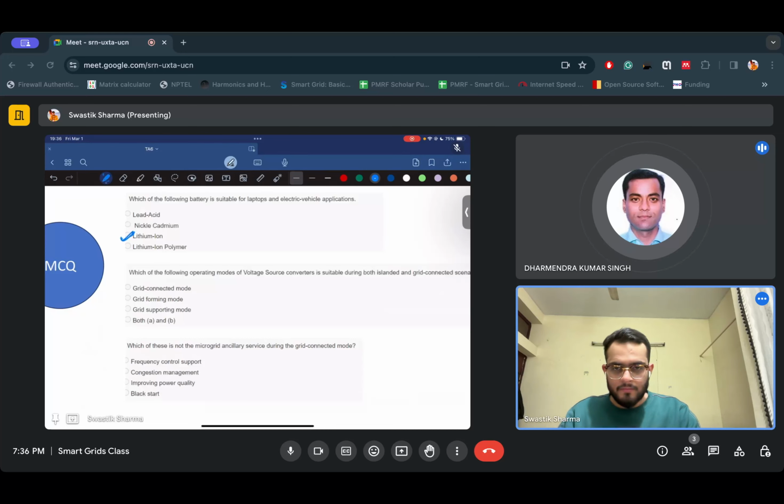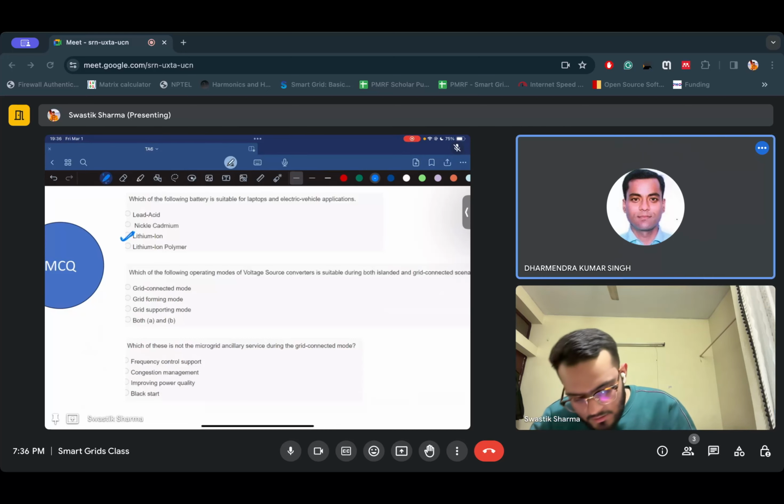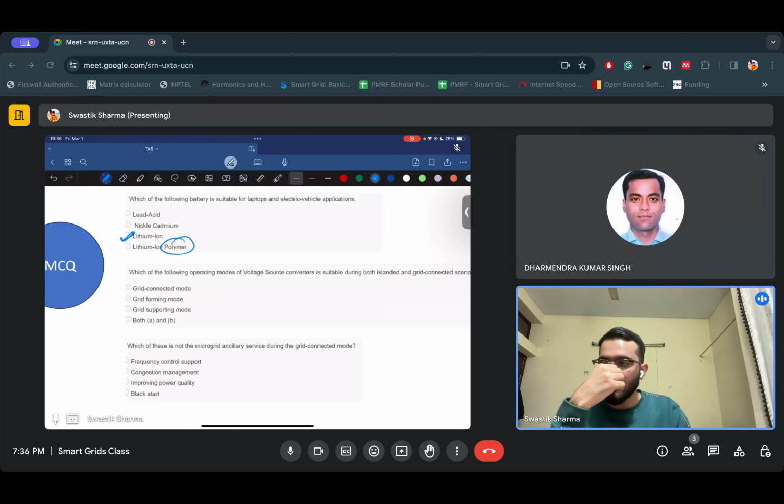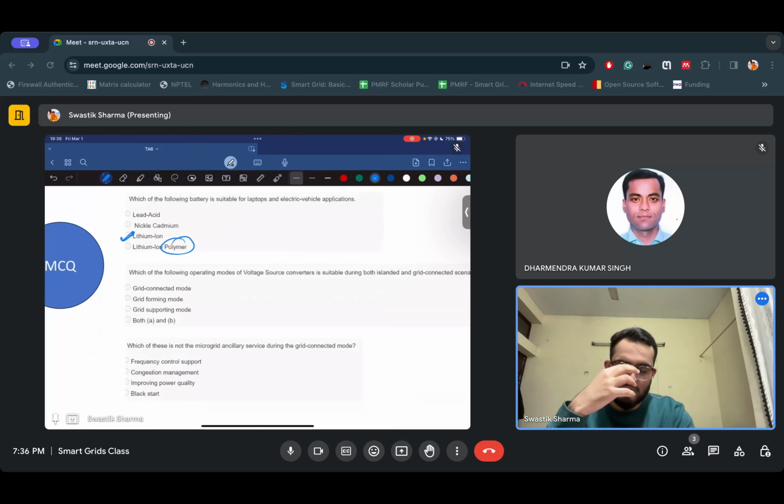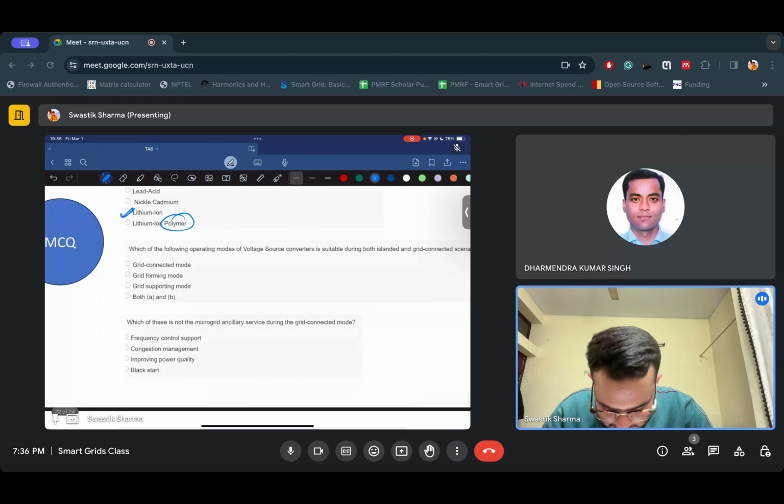What is this polymer? Lithium ion polymer. A polymer could be manganese or some other ion which is connected to the lithium ion to decrease the amount of lithium which is required to make a battery. Sir has discussed this in his lecture. I don't have a perfect explanation of the polymer that is required. So, you may have to go through that lecture.